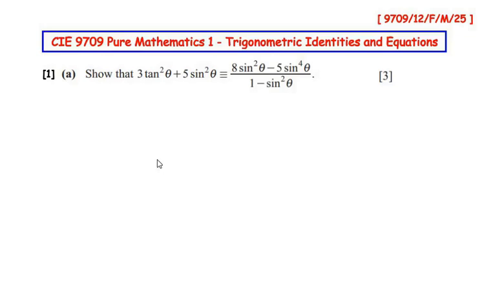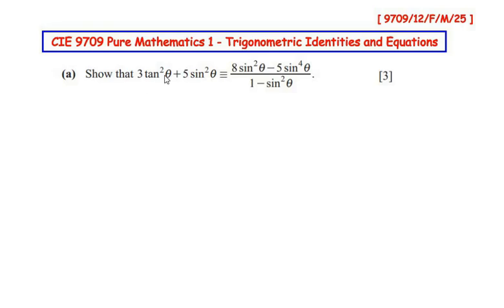In this video, we are going to solve a question from Cambridge Pure Mathematics 1, Trigonometric Identities and Equations, which had appeared in the February-March 2025 paper. This question has two sub-questions. So let us start with the first question now.